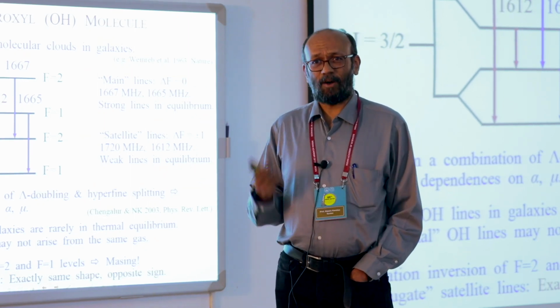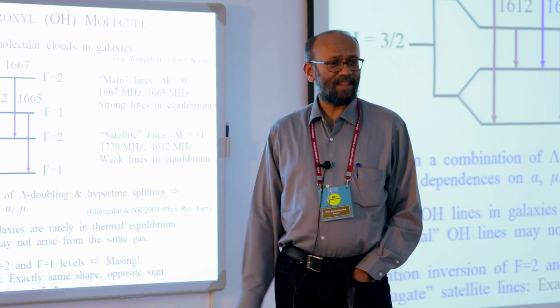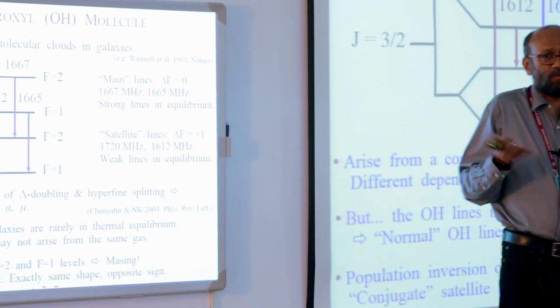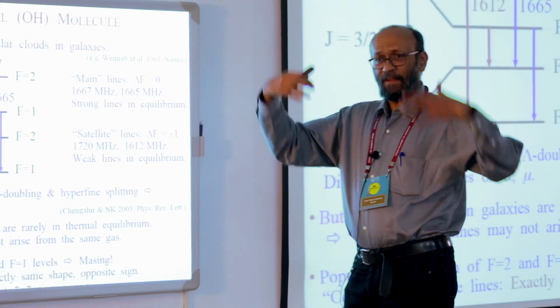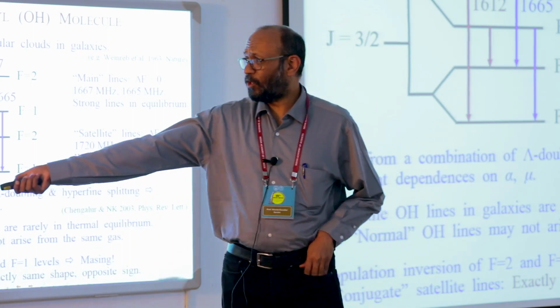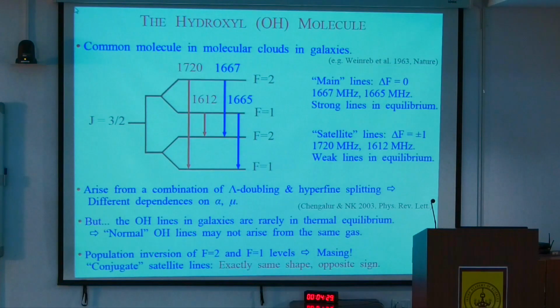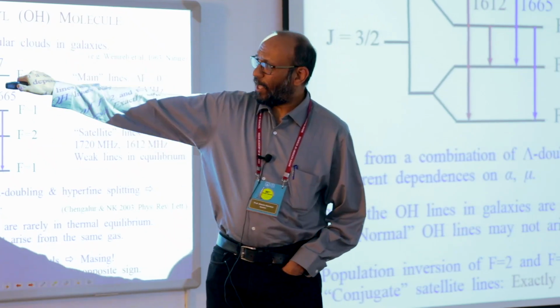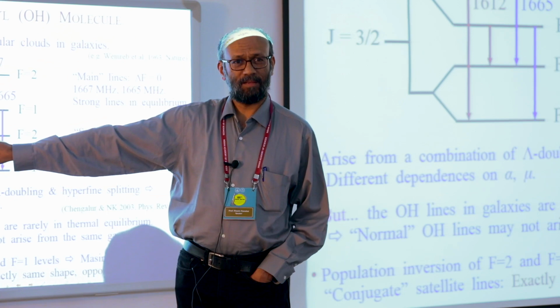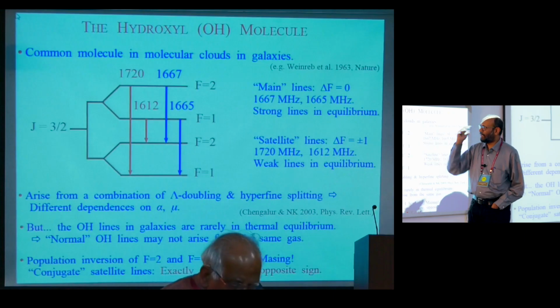The catch, the depressing part, was that we know that OH in galaxies is never in thermal equilibrium. OH is a mess. It's excited all over the place, and so that assumption I mentioned earlier, that if they are in thermal equilibrium they will come from the same gas, just breaks down. So this seems like a cute idea, but useless. But it turns out there's this beautiful masing and anti-masing mechanism, which gives rise to population inversion in the F equal to 2 or F equal to 1 levels. And this results in what are called conjugate satellite lines, which have exactly the same shape, but opposite sign. And I'll show you what I mean.